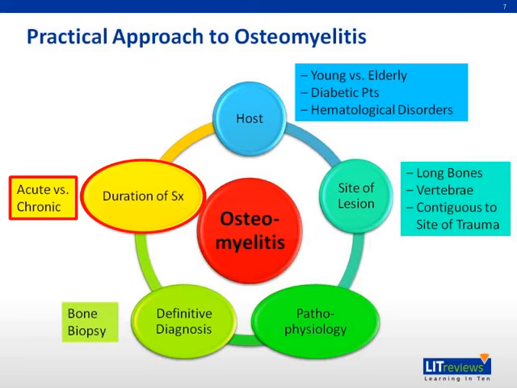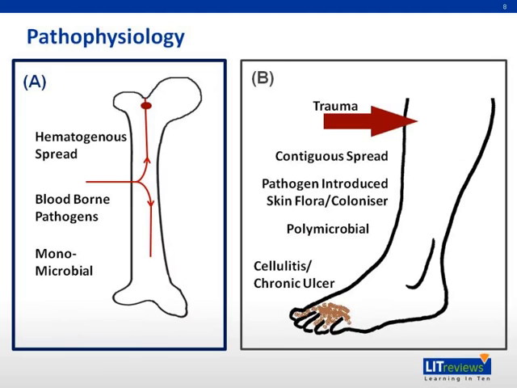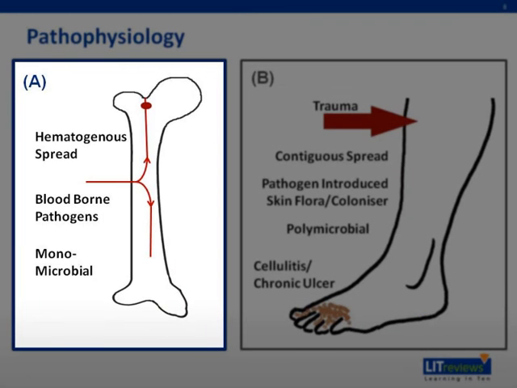For hematogenous spread of osteomyelitis, frequently it's caused by blood-borne pathogens, and in such cases, the most common organism would be staphylococcal infections. They spread to the metaphyses, aseptic emboli forms, and then osteomyelitis develops. Such infections are often monomicrobial.